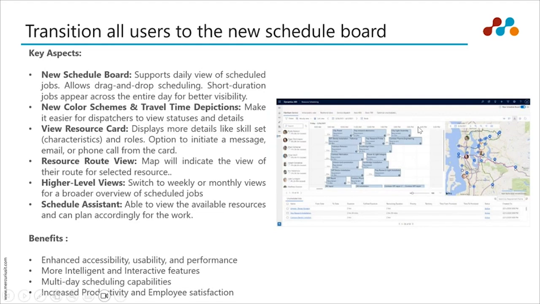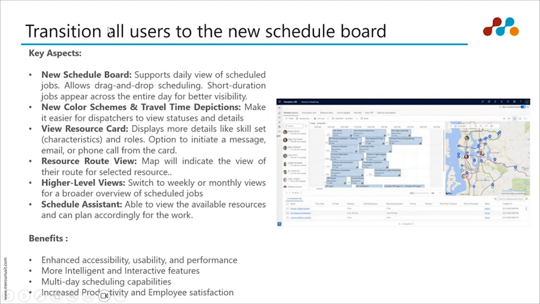Other than that, there is an inbuilt map in the schedule board, where a dispatcher can easily track each and every resource's path across the work orders. And if they want to manage a number of work orders across a single resource, they can manage based upon the route they are going to have for their work orders. Okay, so these were some of the key benefits or key features of the new schedule board.